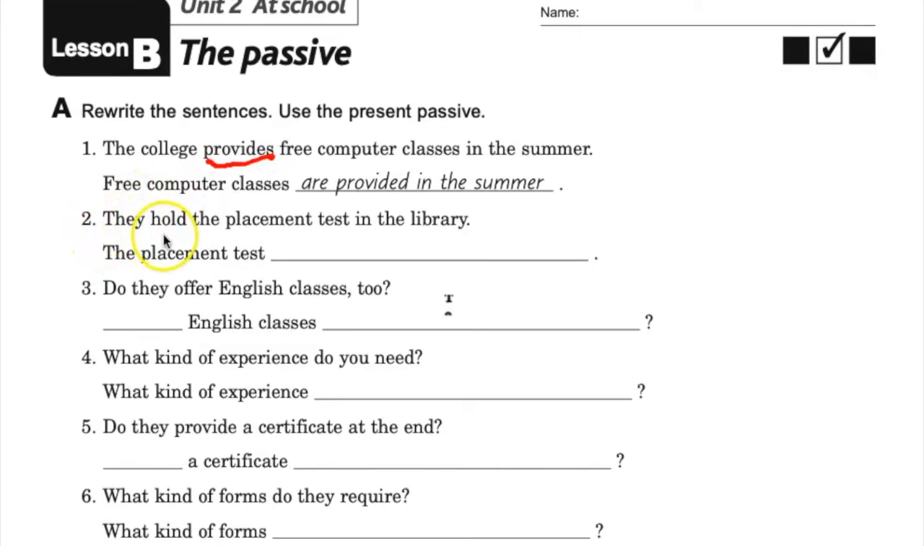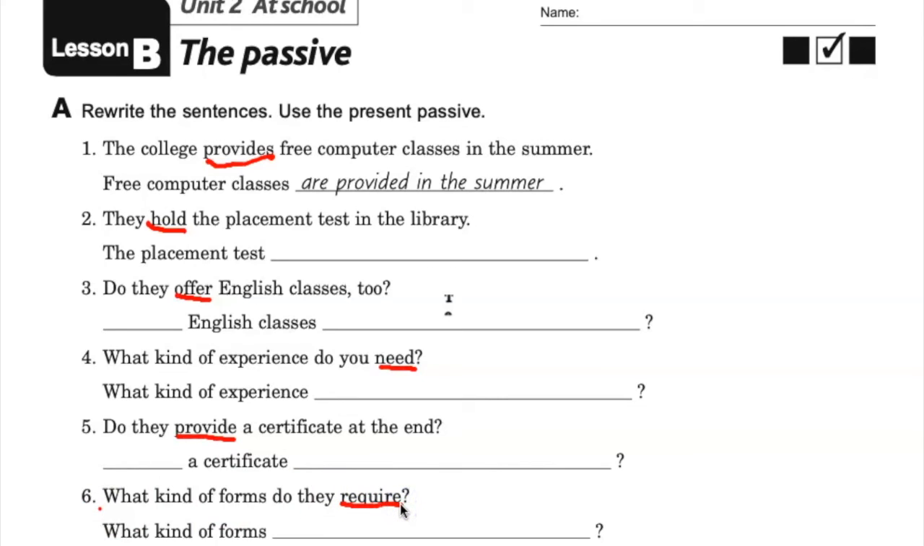Number 2, they hold the placement test in the library. The verb is hold. Number 3, do they offer English classes too? The verb is offer. Number 4, what kind of experiences do you need? The verb is need. Number 5, do they provide a certificate at the end? The verb is provide. And number 6, what kind of forms do they require? And the verb is require.